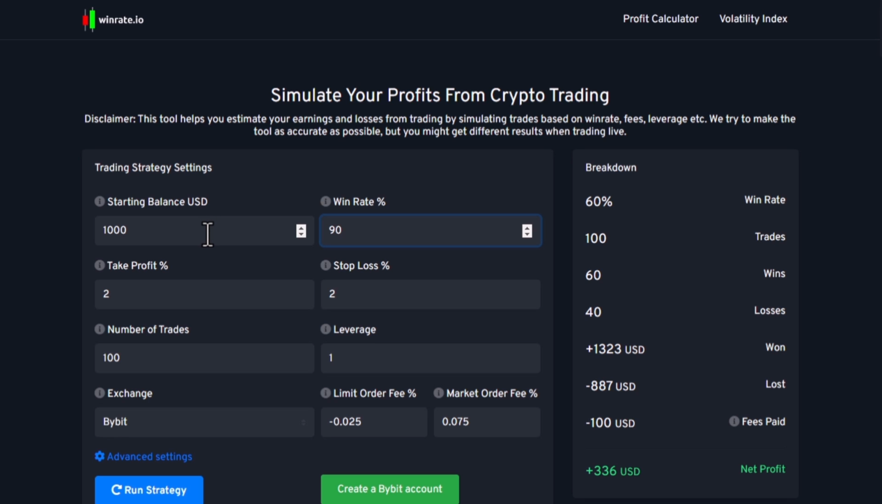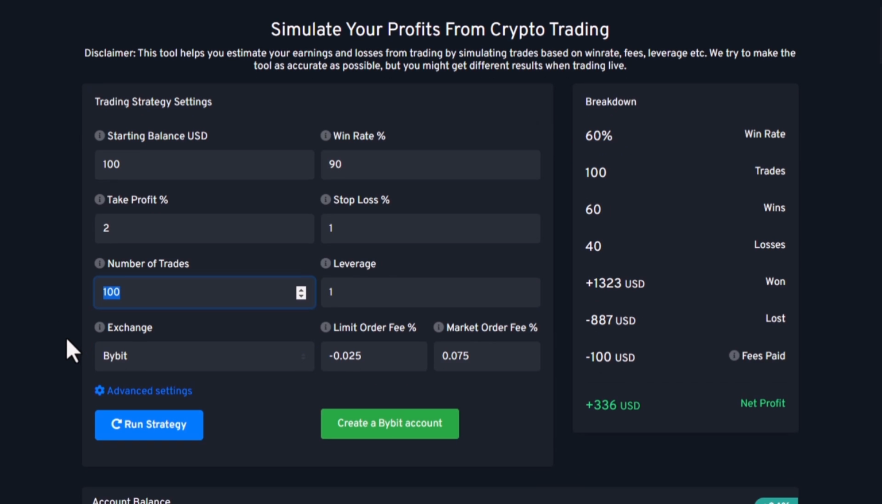do 100 trades of backtesting on different markets, like one on EUR/USD, one on gold to USD, and one on Bitcoin to USDT, and then find out for yourself. And then let's say we have a trading size of $100, 90% winning ratio. The take profit is 2 and the stop loss is 1.